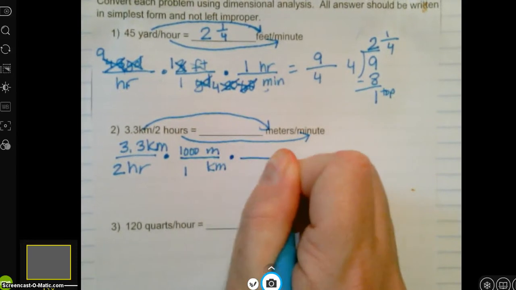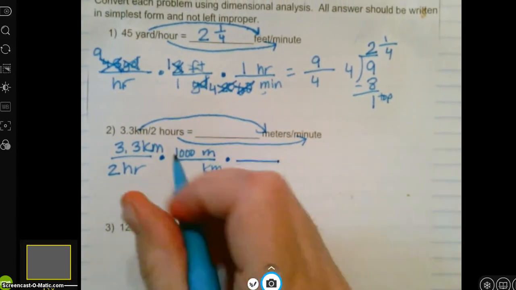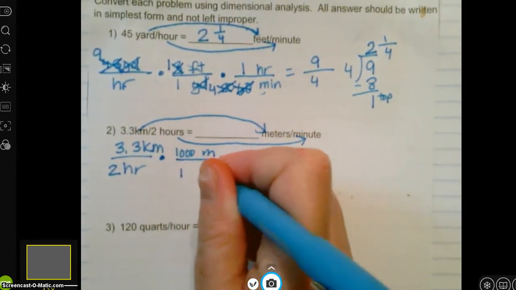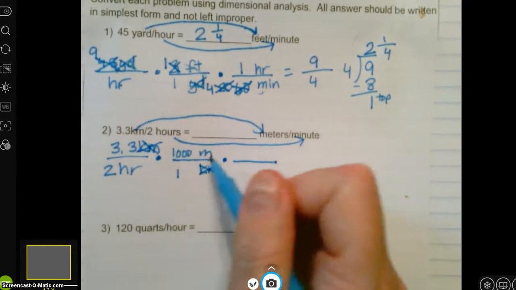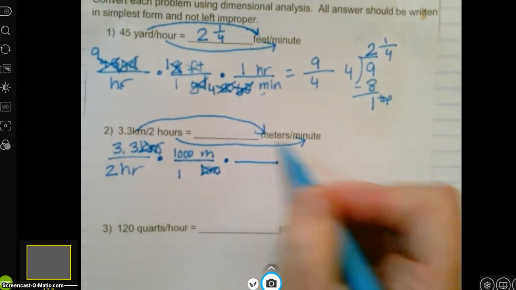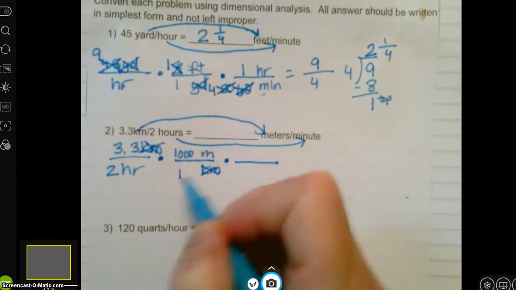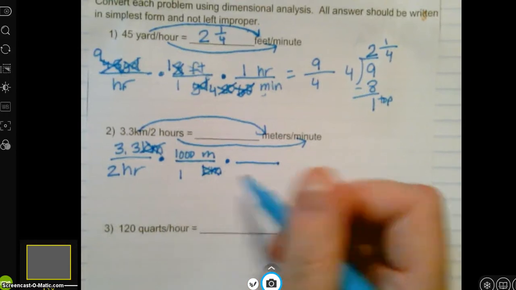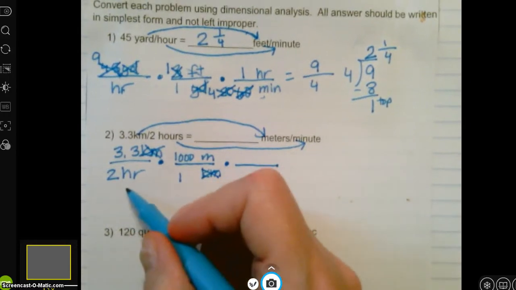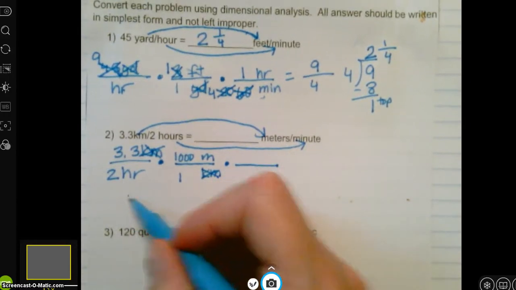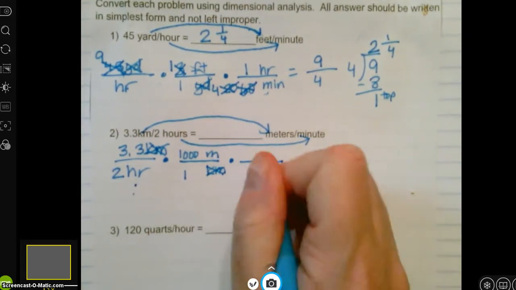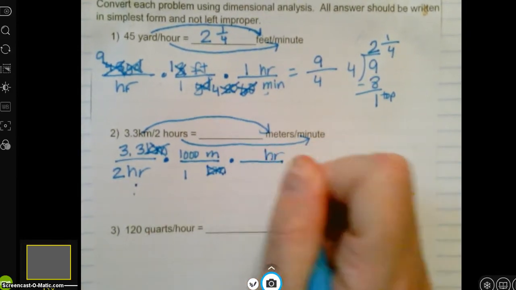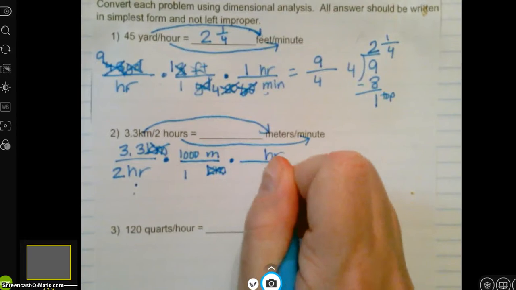Now, remember, every time we do a line, cross, cross. So I have meters per hour. I want meters per minute, so we're halfway there. We have the meters, now we want the minutes. Okay, so hours I do not want. I want minutes. So where are hours? Where are they going to go? And remember, they go in the opposite position, so we can cross them off.